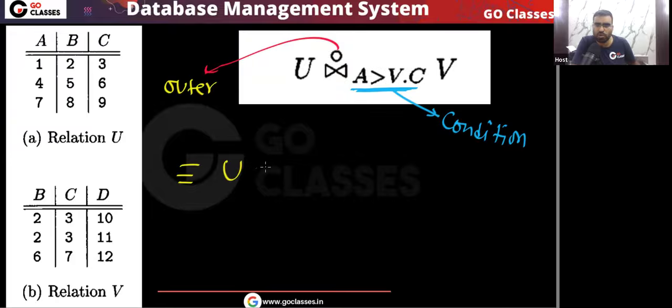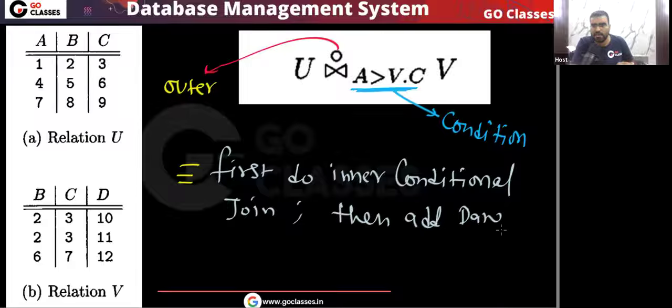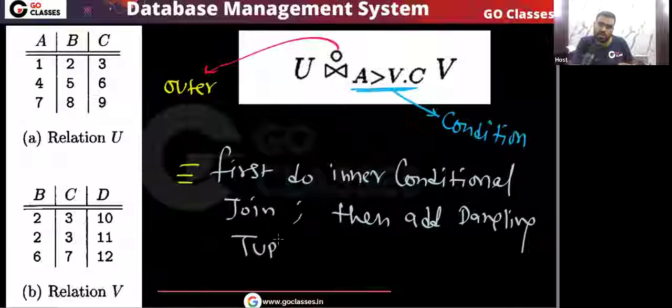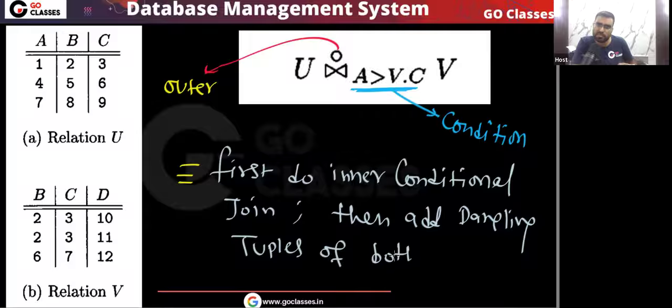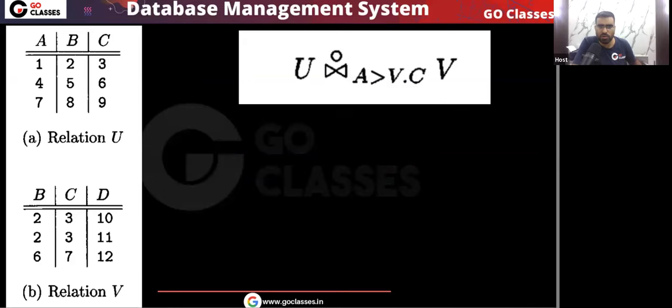So you will do the full outer join, but first you will do the inner join. Remember, very simple: first do the inner conditional join. Once you have done the inner conditional join, then add the dangling tuples of both tables with null. Is this clear? So in this question, let me tell you what you will do.